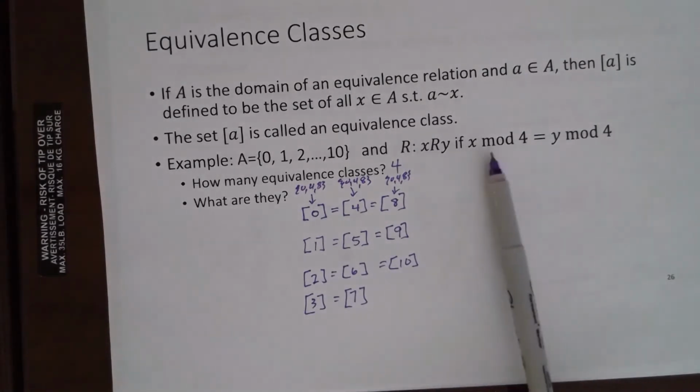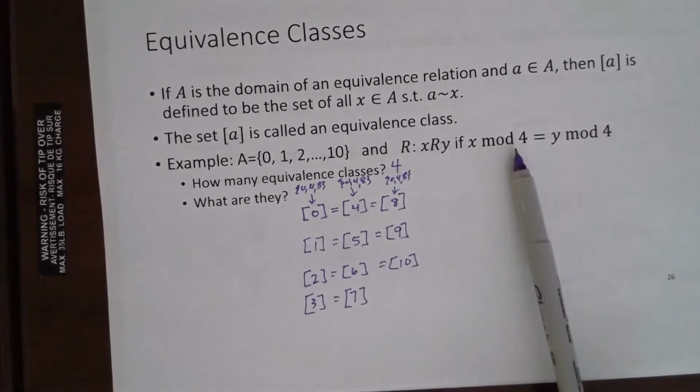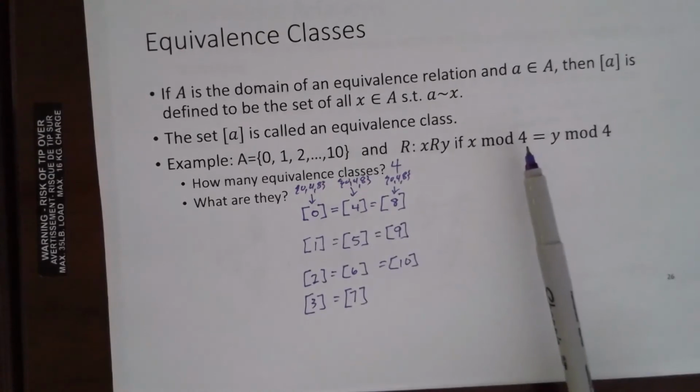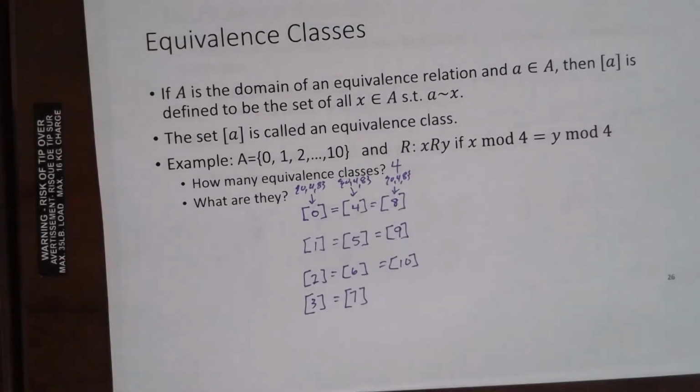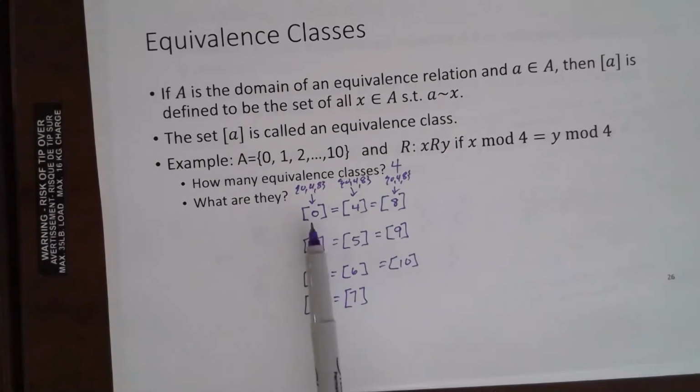Because when we think about mod, when I divide something by 4, what are the possible remainders? I could get a remainder of 0, 1, 2, or 3. My remainder has to be less than what I'm dividing by. So it makes way more sense, and it's more intuitive, to call our equivalence classes the class of things that have remainder 0, remainder 1, remainder 2, remainder 3.